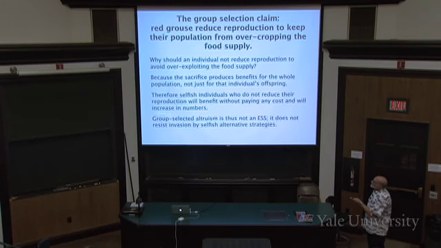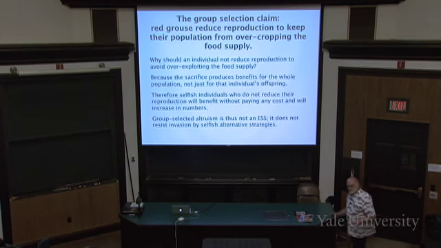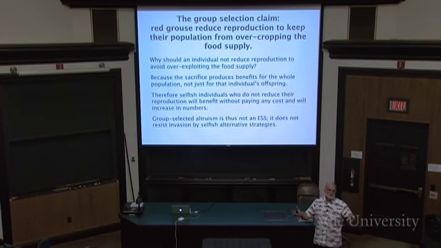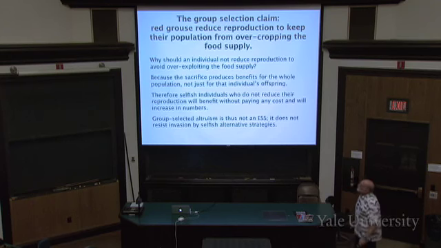And so group-selected altruism, as we've seen from evolutionary game theory, is not going to invade when rare. It's not an evolutionarily stable strategy, and it doesn't resist invasion by selfish alternatives. So the group selection explanation is logically faulty. That doesn't mean that group selection never works. We'll pretty soon state the conditions under which it might, but it certainly doesn't work in this case.